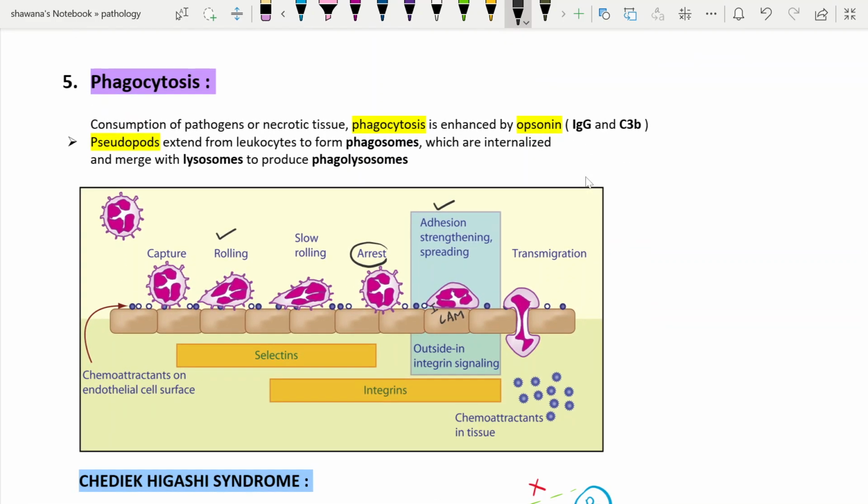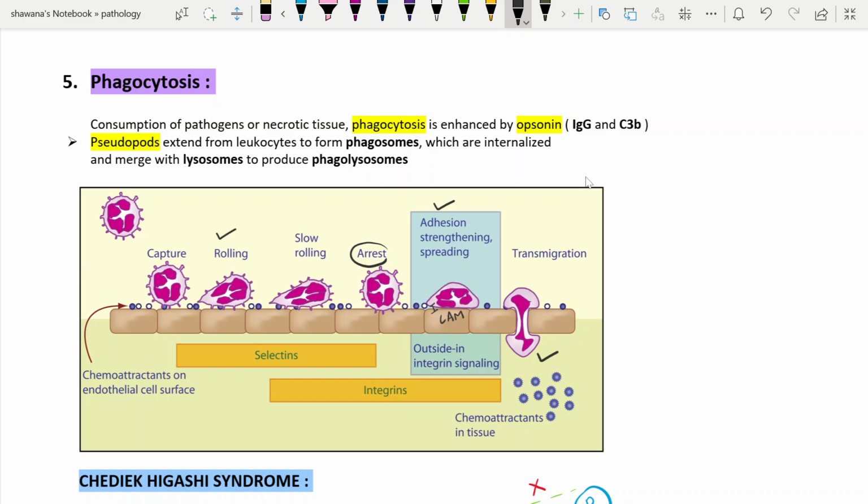The fifth step is phagocytosis. We are here, right? We have transmigrated across the vessel wall and we are moving towards the chemoattractants that are already present in the tissue. So now the leukocyte will carry out phagocytosis of this debris or bacteria or necrotic tissue, anything. Consumption of the pathogens or the necrotic tissue is phagocytosis, and it occurs via opsonization. What is opsonization?